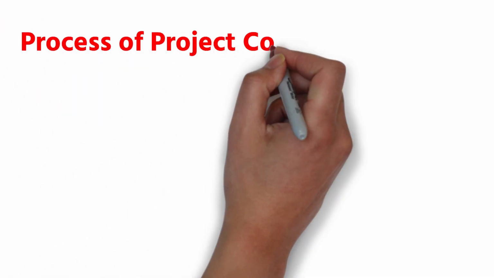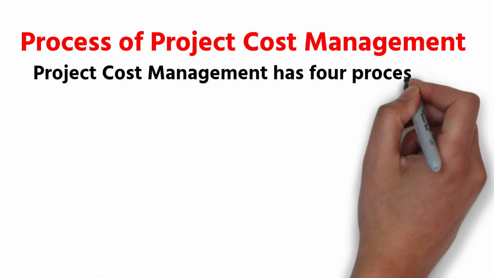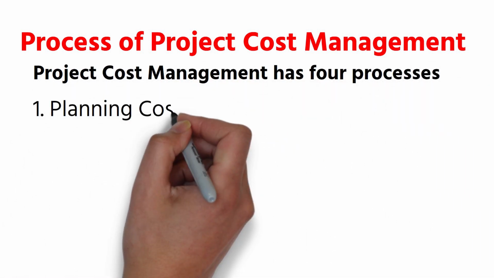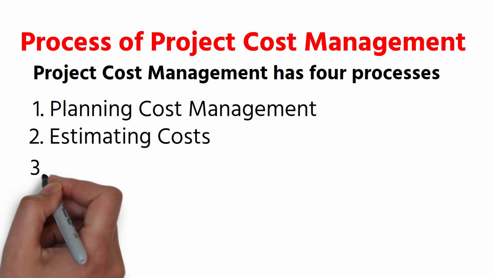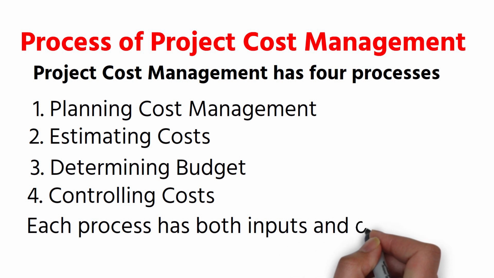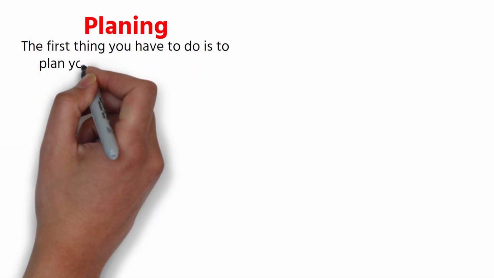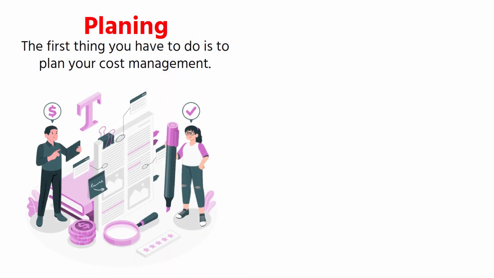Process of project cost management. Project cost management has 4 processes. 1. Planning cost management. 2. Estimating costs. 3. Determining budget. 4. Controlling costs. Each process has both inputs and outputs. Planning. The first thing you have to do is to plan your cost management. Planning is an essential process that establishes the policies, procedures, and documentation for managing project costs.